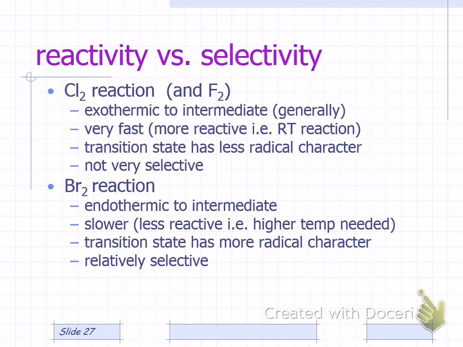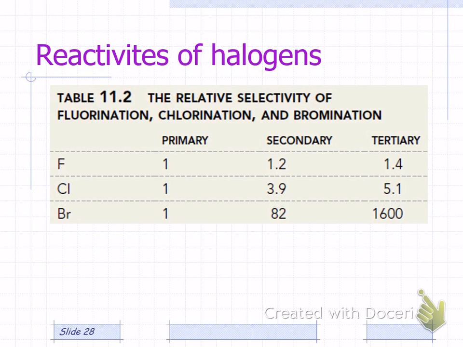Okay, just a general summary then. Chlorine, exothermic to the intermediate, very fast. Transition state, less radical character, not very selective. And then bromination, endothermic to the intermediate, much slower because it's endothermic. But then the transition state looks like the radical, and so it's relatively selective in its choosing of the hydrogen. The weightings, overall, look like this. So you can really see how the nature of the radical affects the distribution of products. And like I said, if you don't want the more substituted product, then you would do chlorination or fluorination. If you want the more substituted product, then you would use bromination.